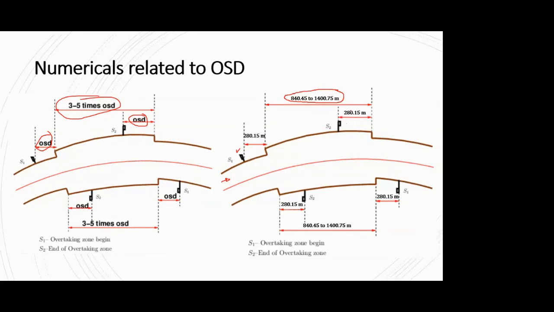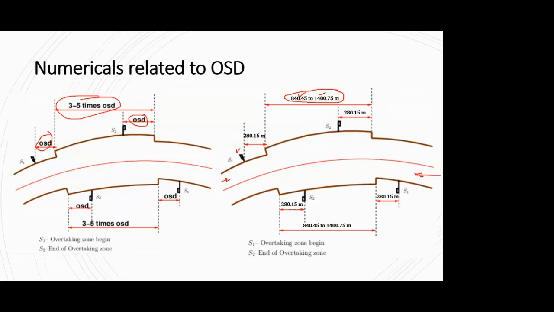If you have that much length available and you don't have any roadside amenities or any other structure interfering in this length, then you can give either the maximum, 1400.75, or 840.45. It should be anywhere in between this value. And then again the other signpost, the end of overtaking zone signpost, will be installed here, and then you will be having 280 meters.